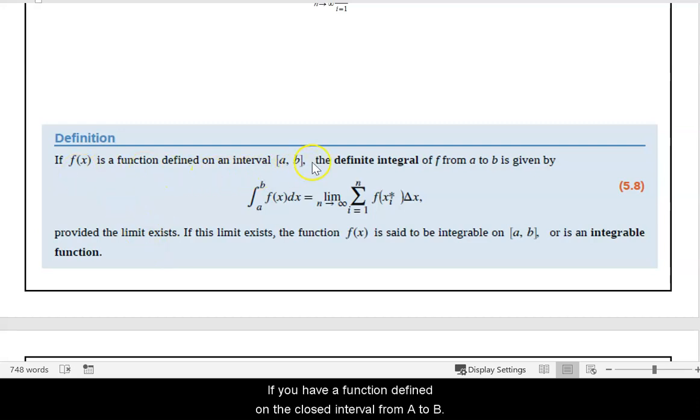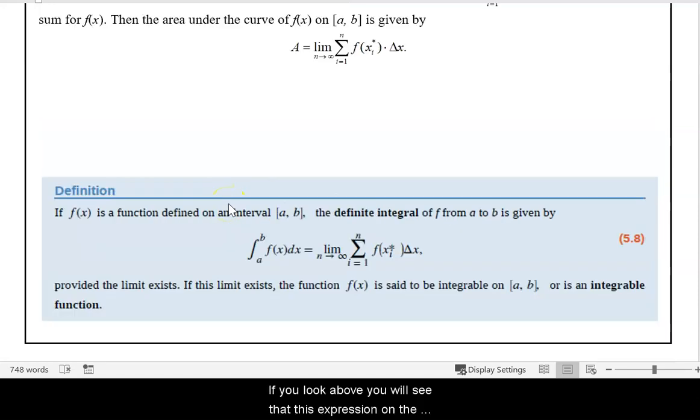If you have a function defined on a closed interval from a to b, the definite integral is given with very similar notation to the indefinite, but it has two values on the integral symbol itself, one at the lower end and one at the upper end. These are called the limits of integration. The lower limit is found at the bottom of the integral symbol, and the upper limit is found at the top of the integral symbol. These represent the area under the curve.